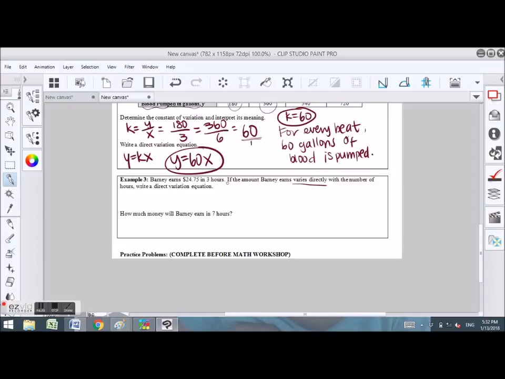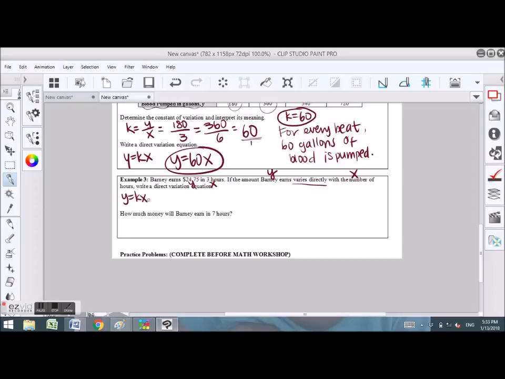So the thing that varies directly is y, and the number of hours is x. So x changes first, and then y will change. So the amount of money is y, the number of hours is x. Write a direct variation equation. So we are looking for y equals kx, but we have to find k.